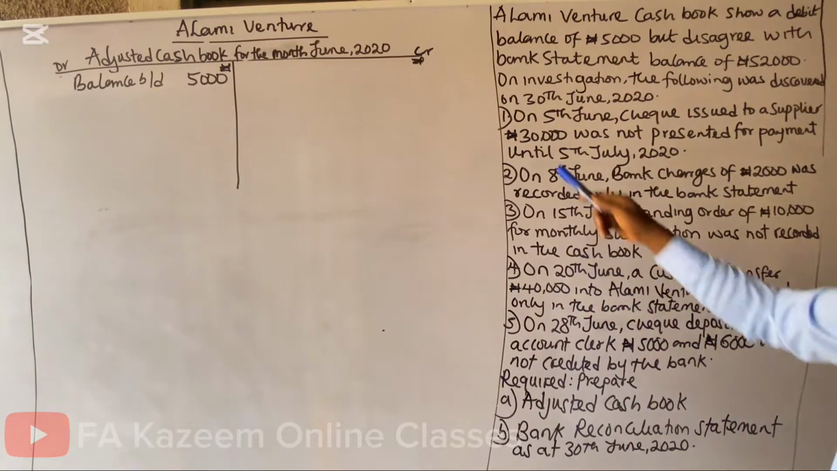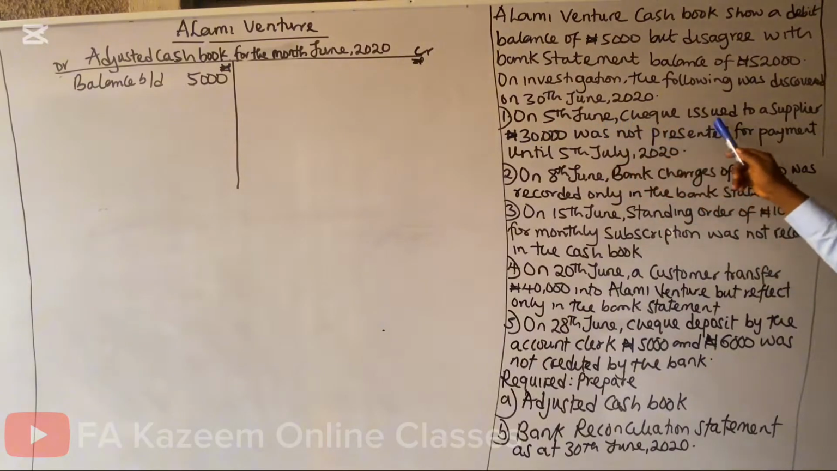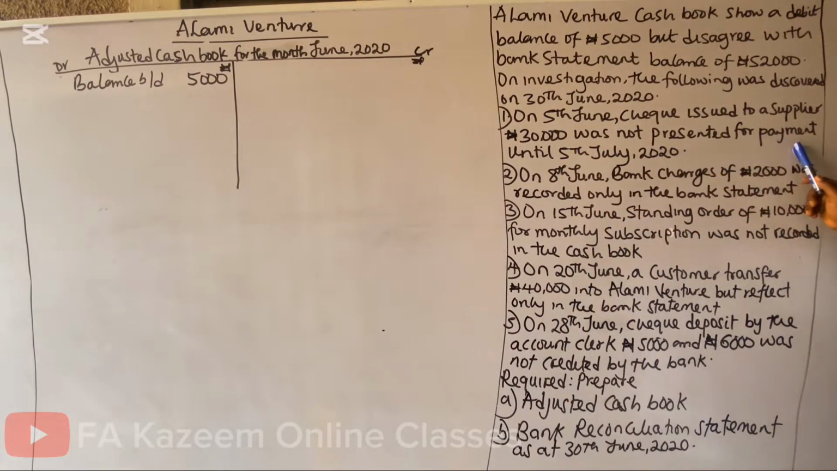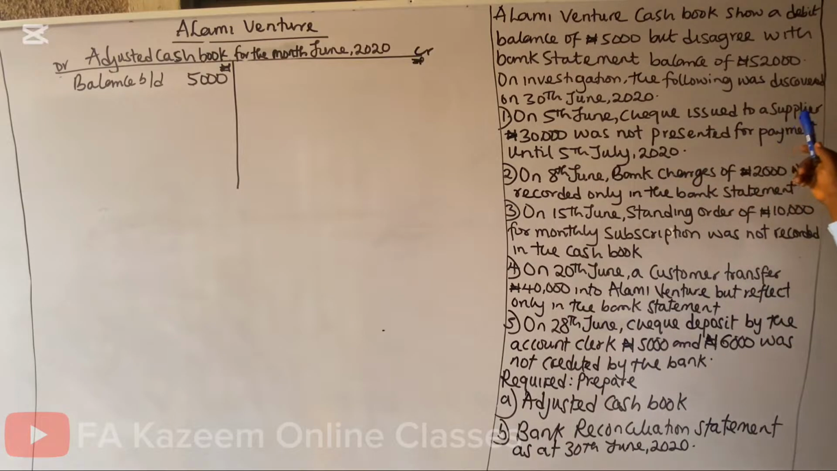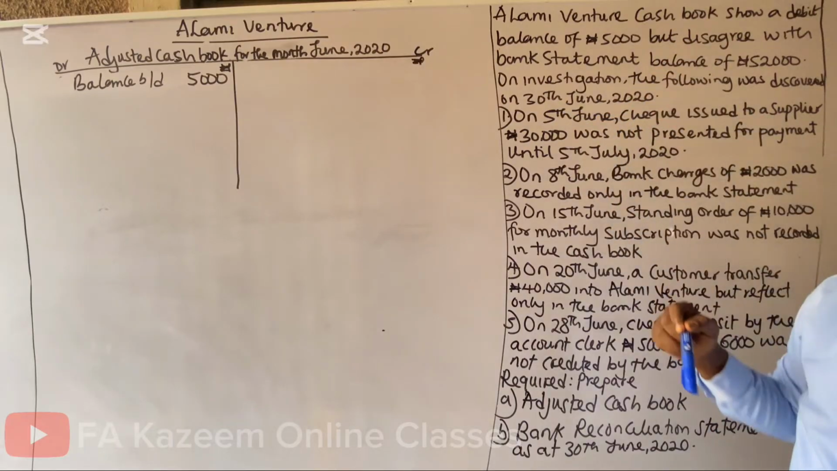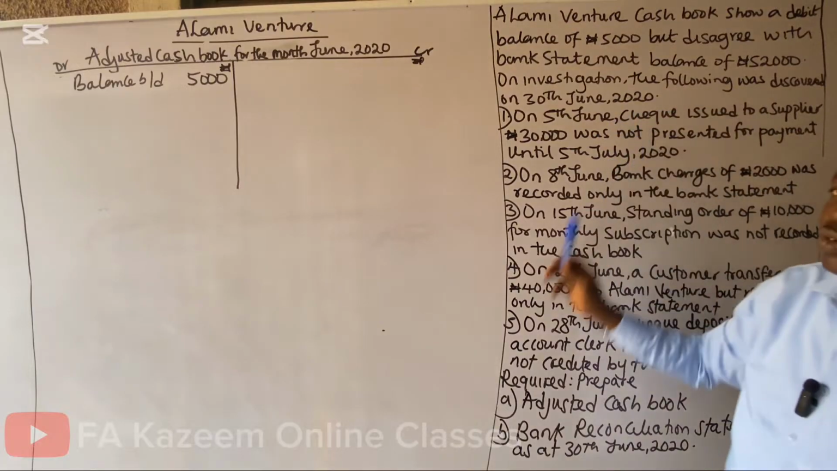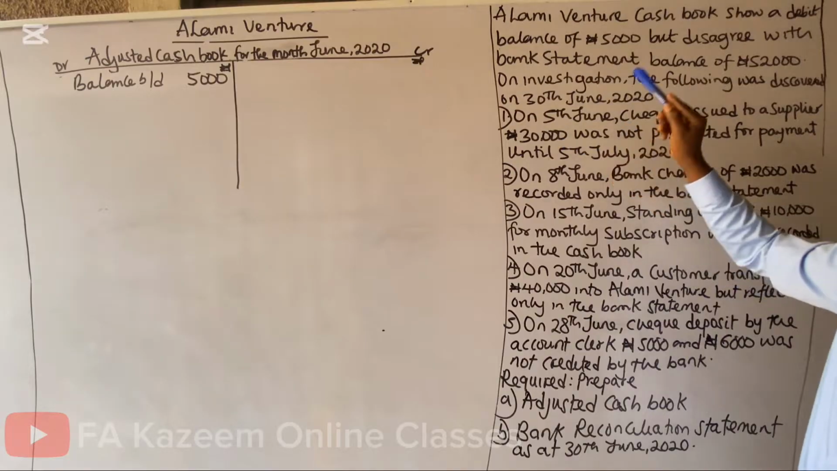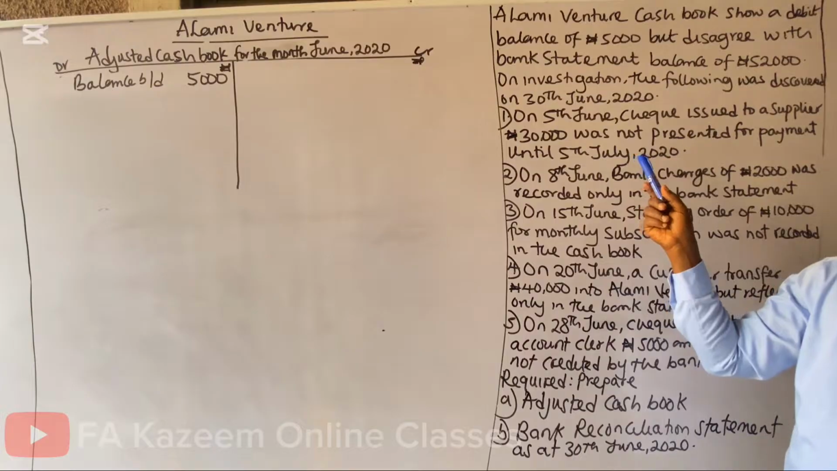Let's reconcile. On the first, on 5th June, a check issued to a supplier, 30,000 naira, was not presented for payment until 5th July 2020. Meaning, this customer did not present this 30,000 naira at the end of June of that same month. And if this 30,000 naira is not presented to the bank as at 30th June, where this reconciliation is being done, that money becomes an unpresented check.